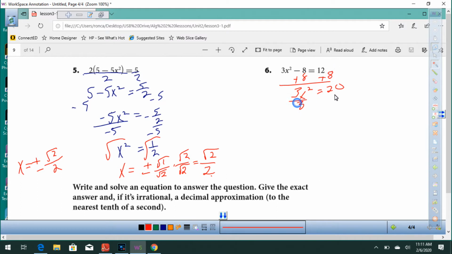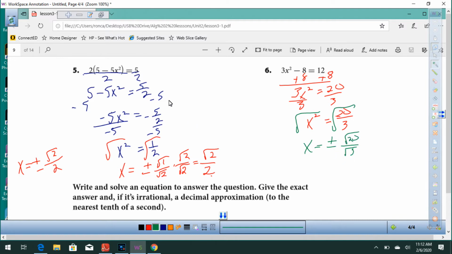Divide both sides by 3, and you get x squared equals 20 over 3. Now let's take the square root of both sides, and it gives you x equals plus or minus the square root of 20 over the square root of 3.